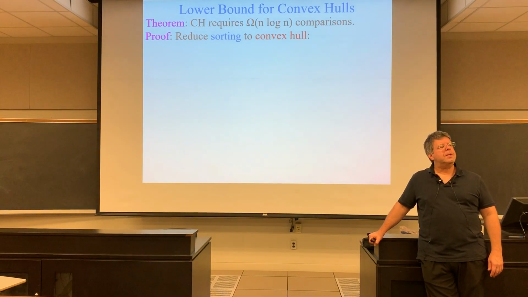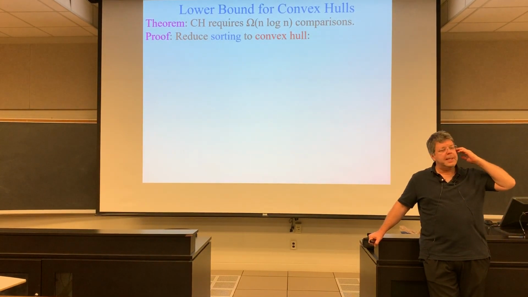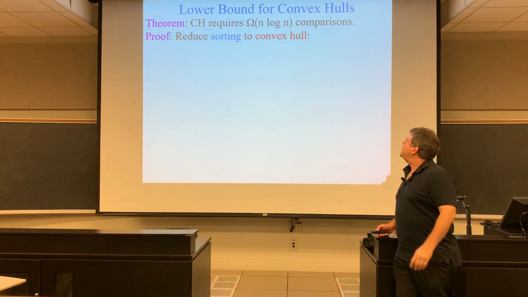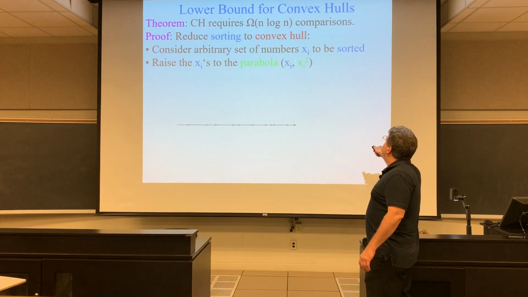It's a reduction. It's a transformation of one problem to another problem. We'll see many other transformations later in the course, especially when we talk about NP-completeness. So how do we reduce sorting to convex hull? Take an arbitrary set of numbers to sort. These are the x's, x sub i's.